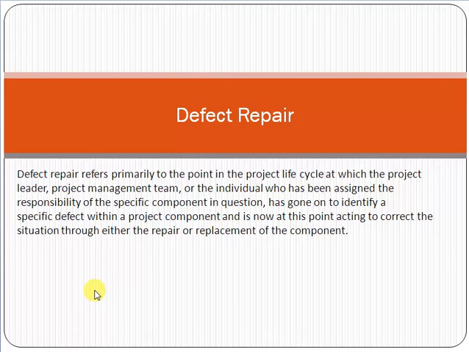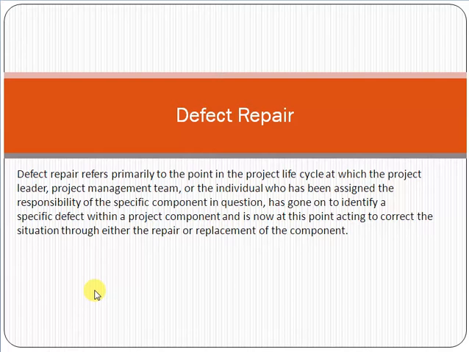Now friends, as a project manager, you are managing a project. Defect repair refers primarily to the point in the project life cycle at which the project leader, project management team, or the individual who has been assigned responsibility for the specific component in question has gone on to identify a specific defect within a project component and is now acting to correct the situation through either the repair or replacement of the component. Friends, this was only a definition.